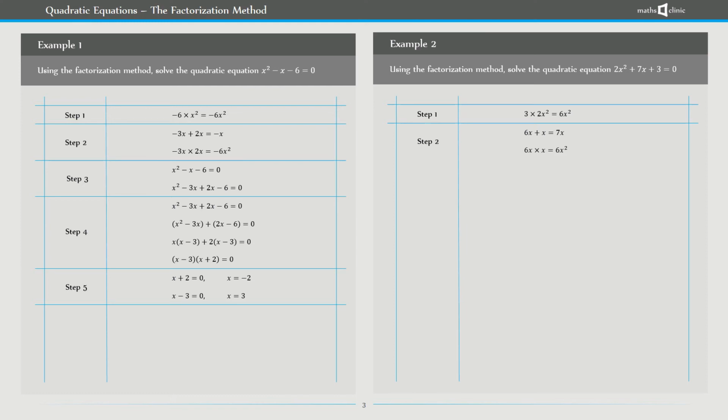So you have 6x plus x, those are my terms. 6x plus x gives you the middle term, 7x, okay? And you have 6x multiplied by x gives you the result from step 1 as 6x squared. Now, the next thing we want to do is substitute 6x plus x for 7x in our equation. And what we have is 2x squared plus 6x plus x plus 3 equals 0.